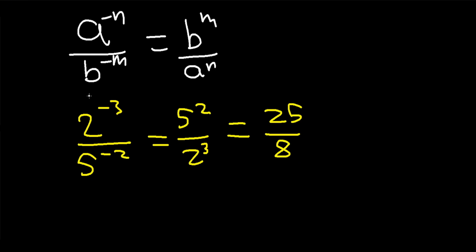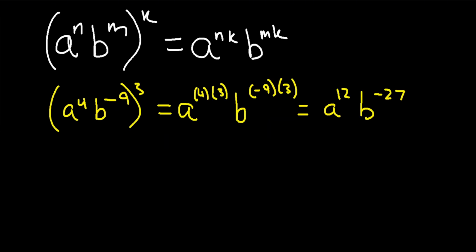So for example, if we have 2 to the power of negative 3, all divided by b to the power of negative 2, then that's the same as 5 squared over 2 cubed, which is 25 over 8 upon simplification, which is good practice for later. Now, the last two properties left may look scary, but they're very easy to recall once understood, so let's check them out.